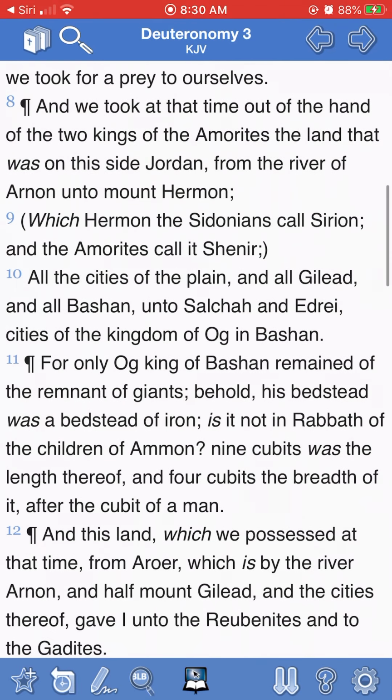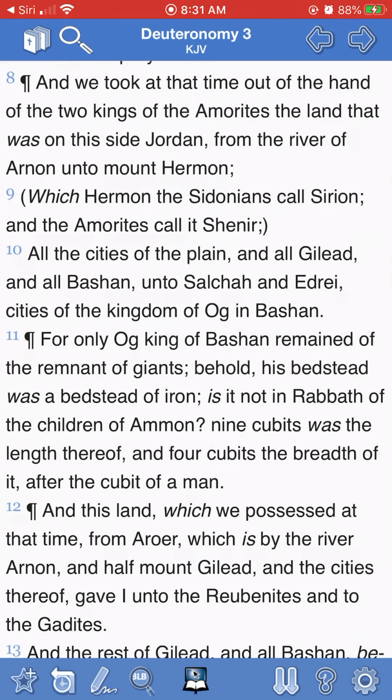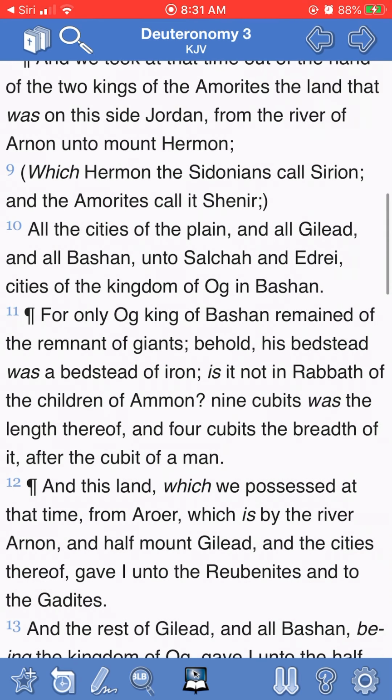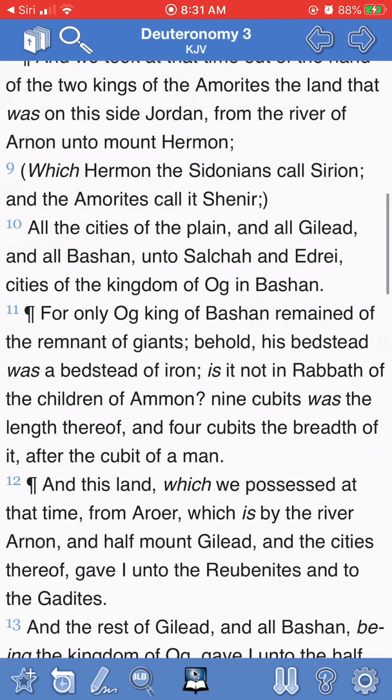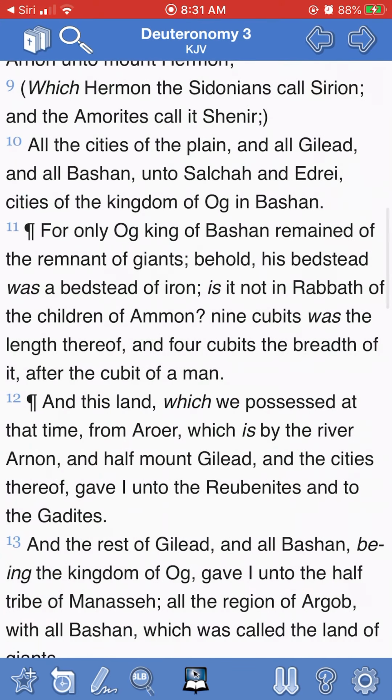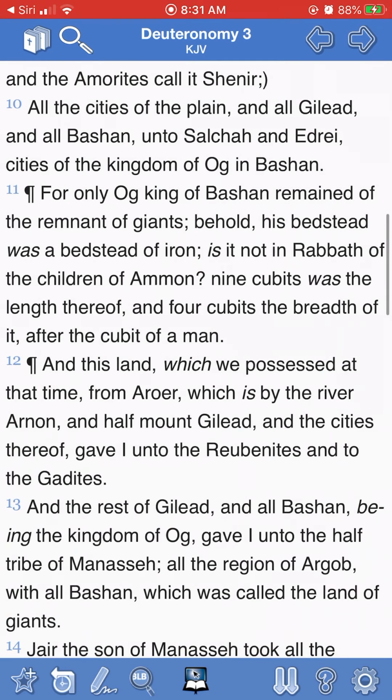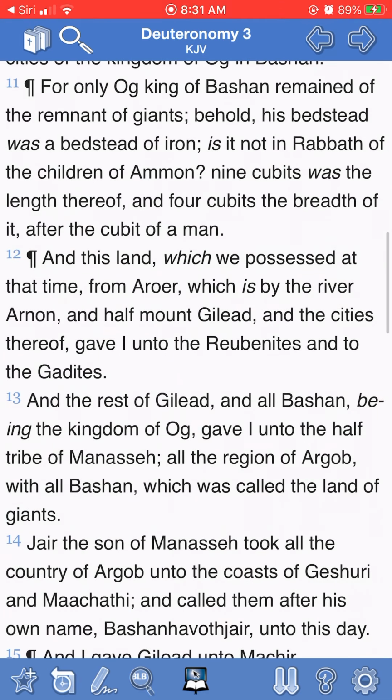Next verse I'd like to hit is the book of Deuteronomy, chapter 3, verse 11. We'll start at verse 8. And we took at that time out of the hand of the two kings of the Amorites the land that was on this side Jordan, from the river of Arnon unto Mount Hermon, which Hermon the Sidonians call Sirion, and the Amorites called it Shenir. And the cities of the plain, and all Gilead, and all Bashan unto Salchah and Edrei, cities of the kingdom of Og in Bashan. For only Og, king of Bashan, remained of the remnant of giants.